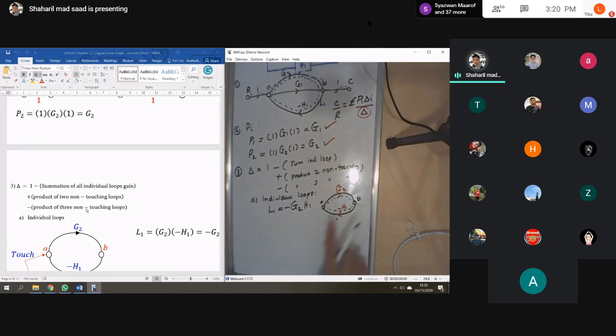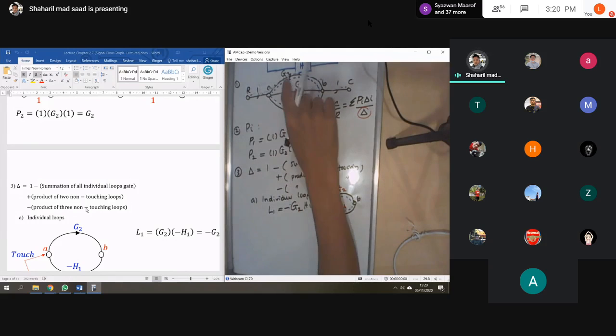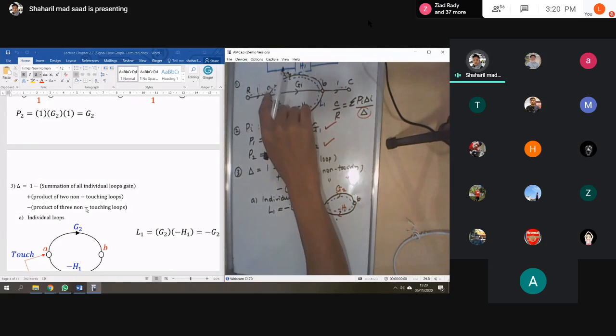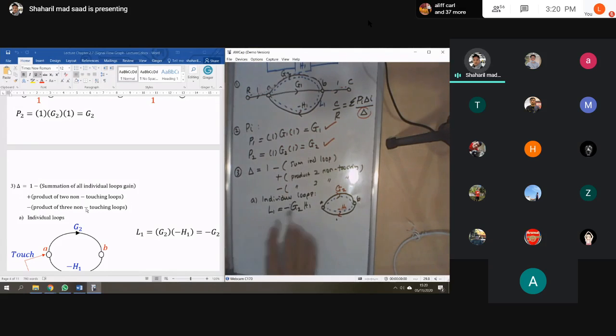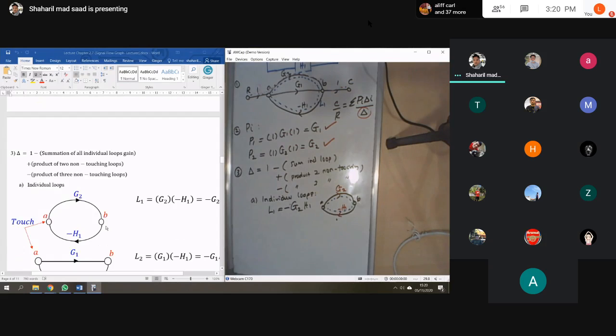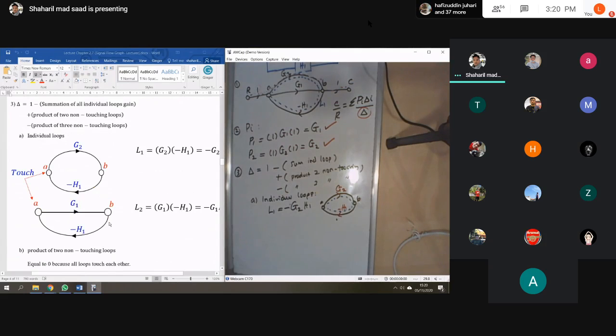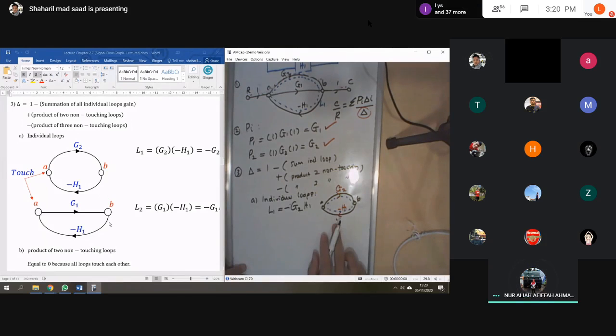Okay. Boleh faham tak? Yang ni one loop. So this one, the one biggest loop, right? It start from A, then it will end at A. Okay. Any question? Ada apa soalan?